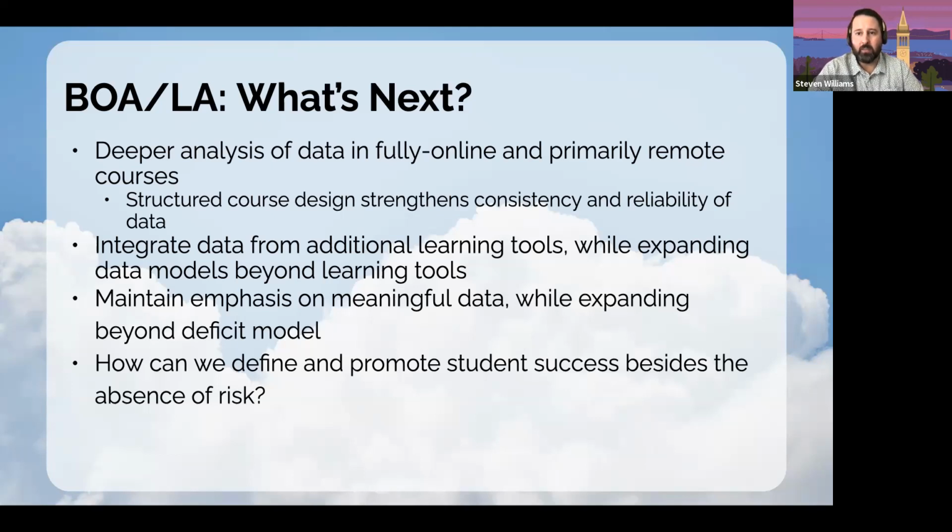But we also want to support the efforts happening at a campus level to think about advising and student success in a way that's a little bit more holistic. What does student success look like beyond a student who is more or less likely to pass their courses in the current term? How do we measure and track student progress?